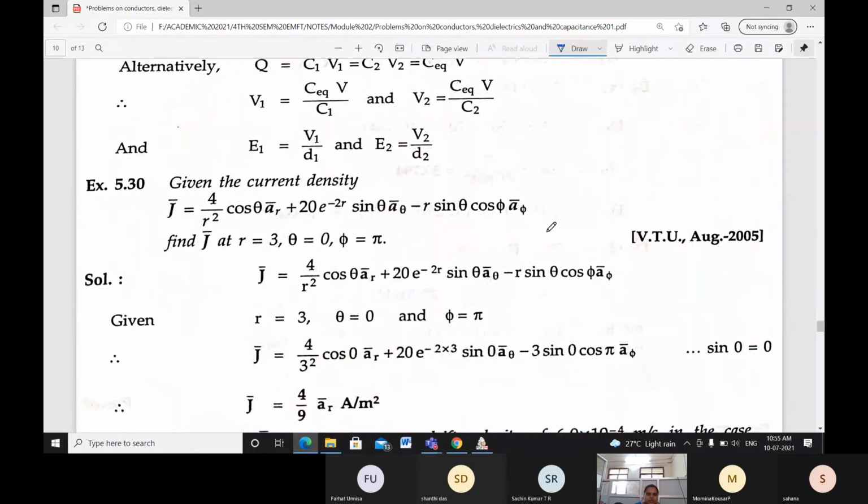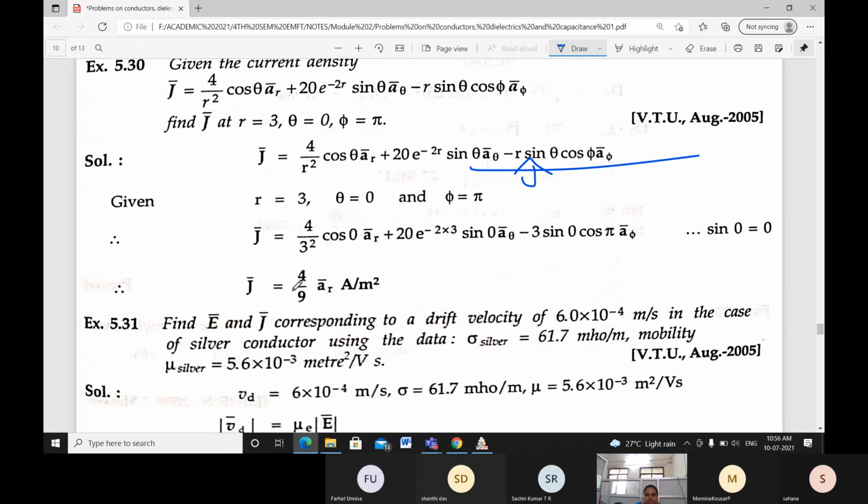We'll go for one more problem. It's given the current density J is going to be 4 divided by r square cos theta ar plus 20 into e raised to 2r sin theta aθ minus r sin theta cos phi into aφ. Find what is J at r equal to 3, theta equal to 0, and phi equal to pi. J is what? The given equation. You have to write it and substitute for r, theta and phi in the given equation.